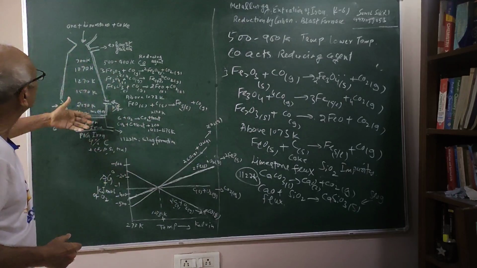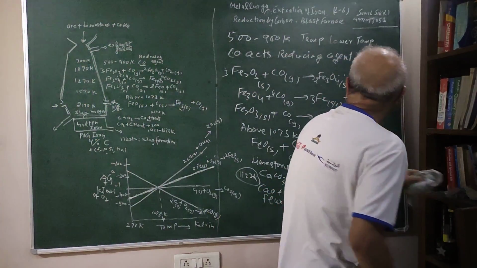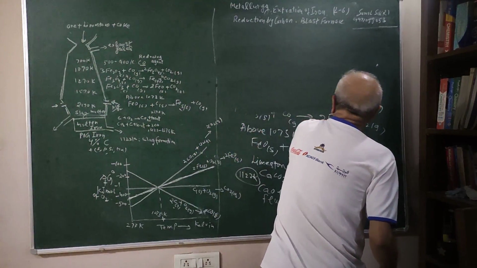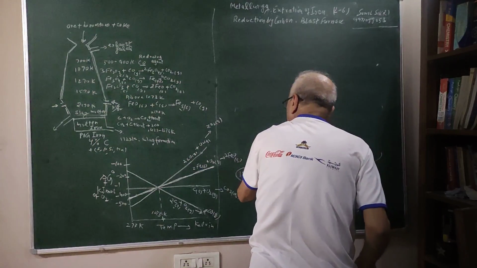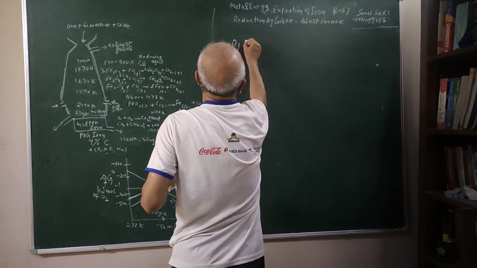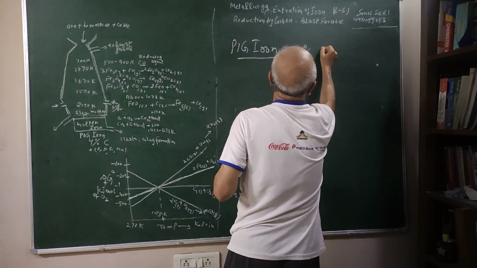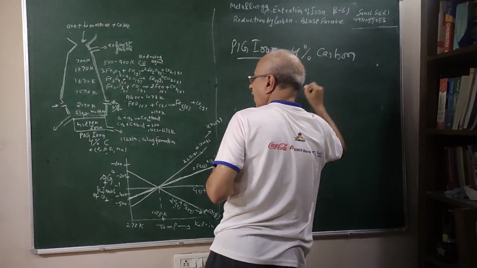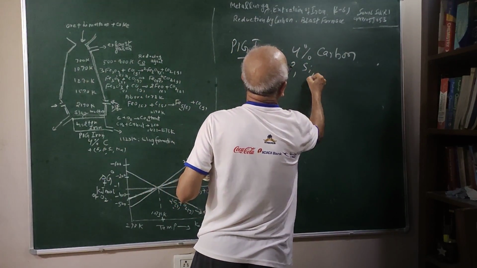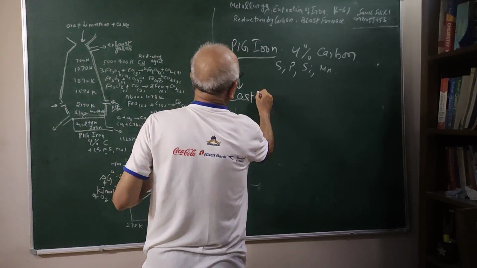Different temperature zones, students, what we are trying to show is that different types of reactions are taking place, and the result is that we have been able to get iron. This iron which we are getting is called pig iron. It contains 4% of carbon and also has some impurities like sulfur, phosphorus, silicon and manganese. Then this is converted into cast iron.